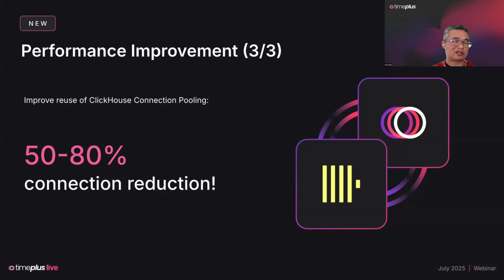For example, if 70% of the Materialized Views are pretty idle, we can reuse the TCP connections. And the net result is pretty awesome. We will have a 50% to 80% connection reduction, which reduces a lot of workload for the ClickHouse cluster.